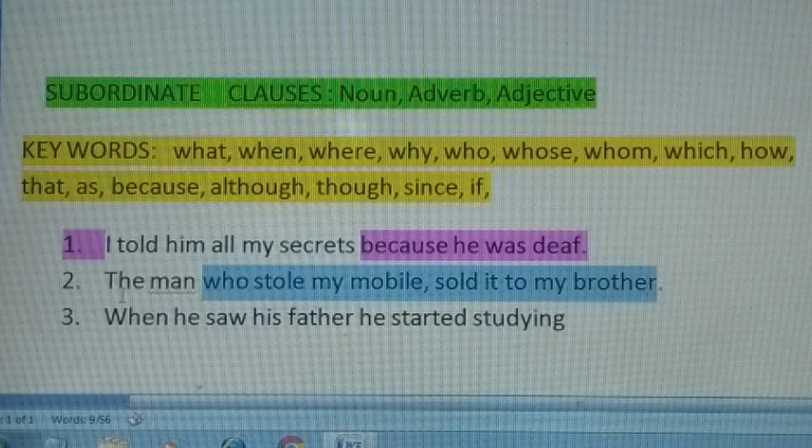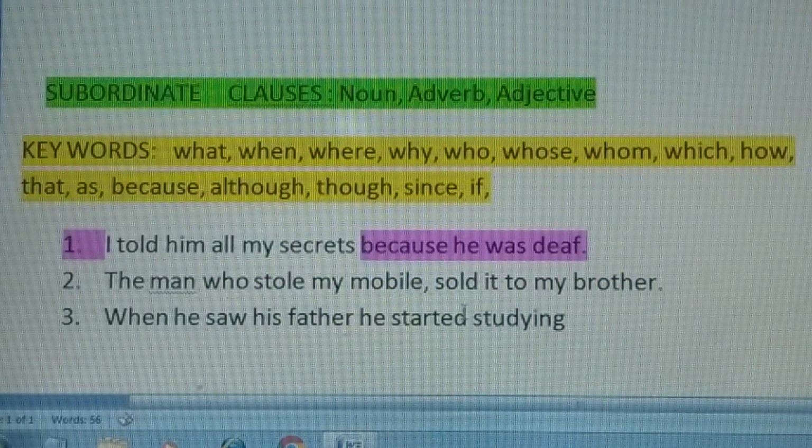It's a part of a sentence. The man cannot be a meaningful clause. So let's see where it ends. Generally, it will end at the verb, the past tense of sell, sold. So this is the remaining part of the main clause.